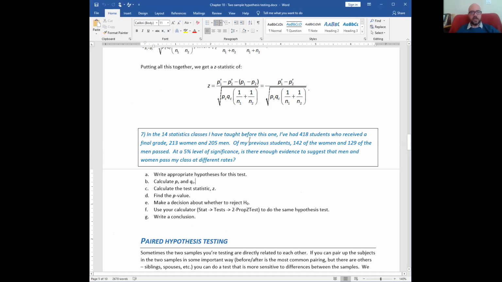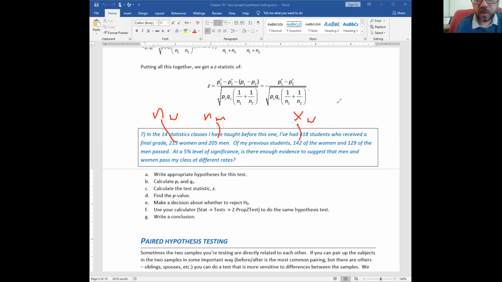All right, so in the 14 stats classes I've taught before this one, which is actually more now, I wrote this years ago, I had 418 students who received a final grade, 213 women, 205 men. Of the students, 142 of the women and 129 of the men ended up passing the class. So at a 5% level of significance, is there enough evidence to suggest that men and women pass my class at different rates? So let's notate everything here. Let's figure out what all of these numbers are telling us. We had a total of 418 students who received a grade, 213 women and 205 men. So this is going to be N sub W and N sub M. 142 of the women and 129 of the men passed, so this is X sub W and X sub M.